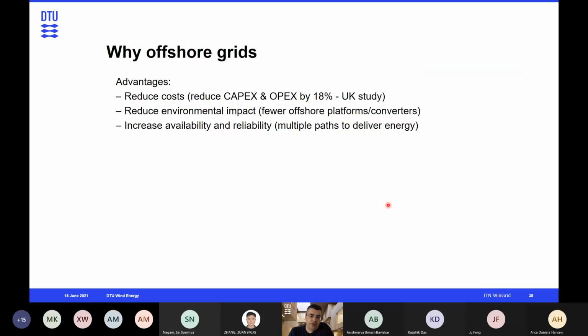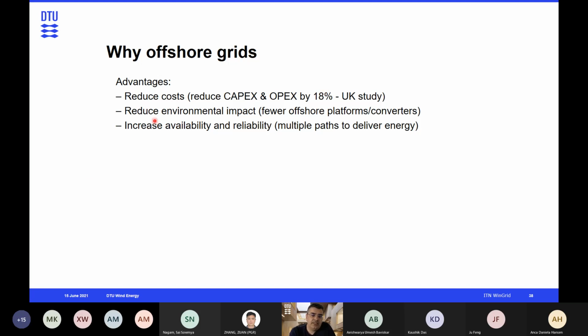Then very briefly, why offshore grids? I think it's very intuitive that it will reduce the cost, reduce the capex and opex, and I think there is a study in the UK done by, I think not National Grid, Ofgem. Anyway, a study that shows that actually an integrated offshore grid design will reduce the cost by 18%, which I think is very, very significant.